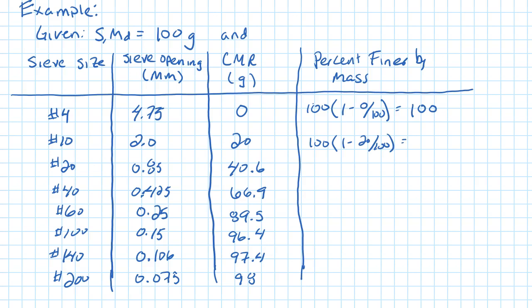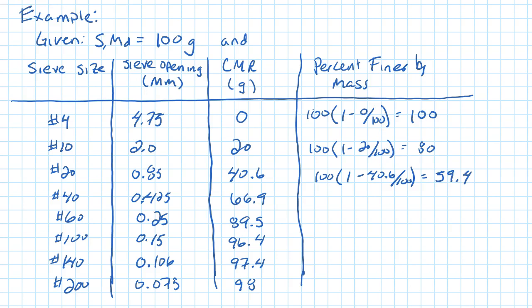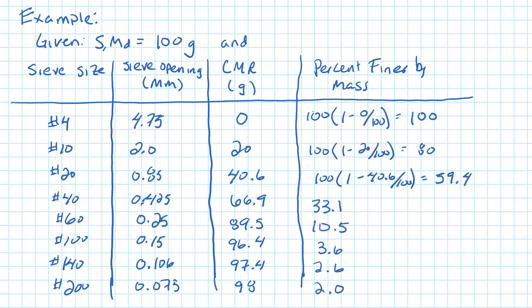In performing our calculations for the number 4 sieve, 100% of the material was passing the number 4 sieve. We can see that 80% of our material passed the number 10 sieve using the equation that was provided previously. 59.4% passes the number 20 sieve, and again using the same equation, we list the percent finer by mass for the other sieve sizes. And that's all there is to performing a sieve analysis.